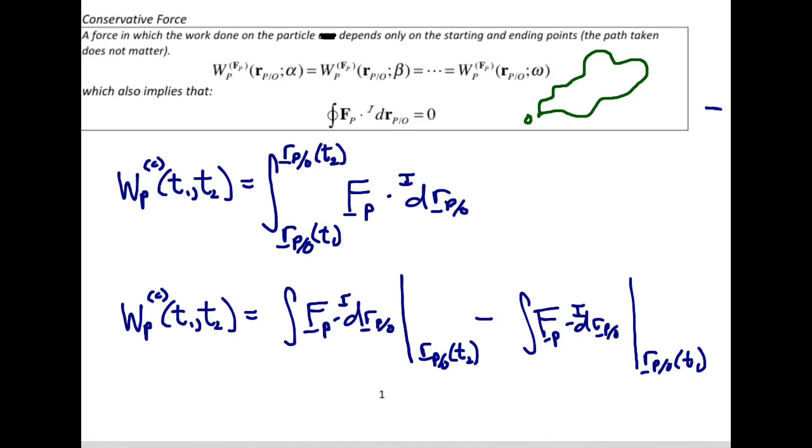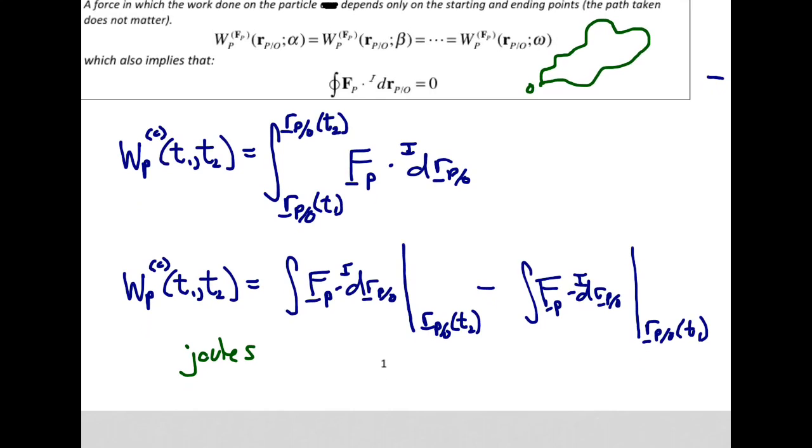So we've now parsed out the work that's done only by conservative forces. If this is the conservative force, we can calculate a definite integral, evaluate it at its final time, time 2, and subtract the evaluation at its initial time. And our units are in joules. This is energy, using the work-energy relationship.